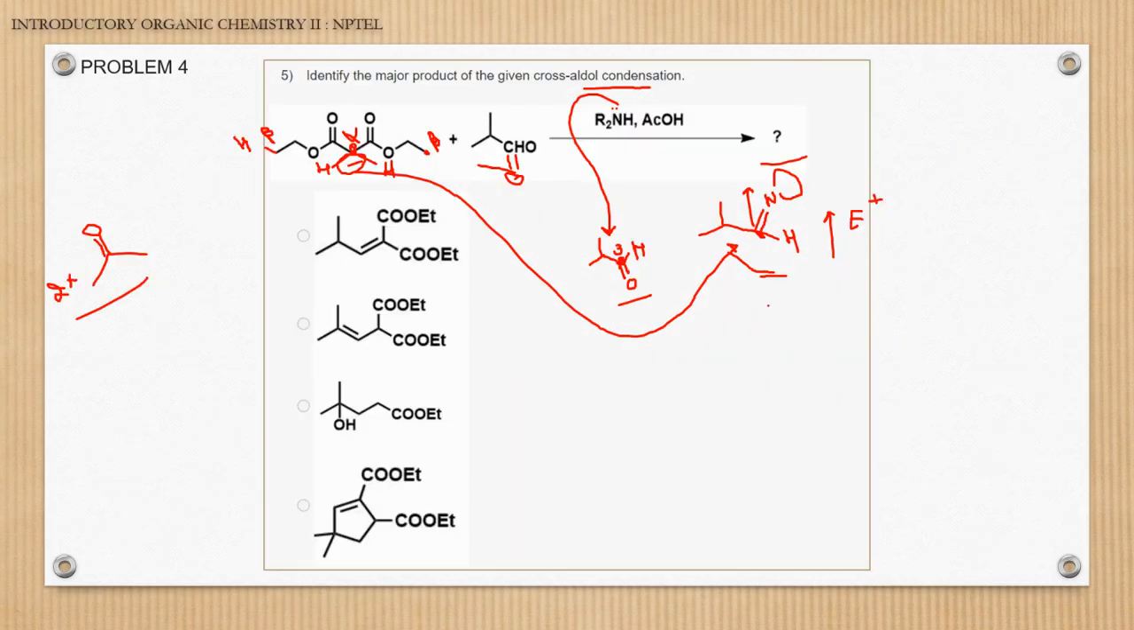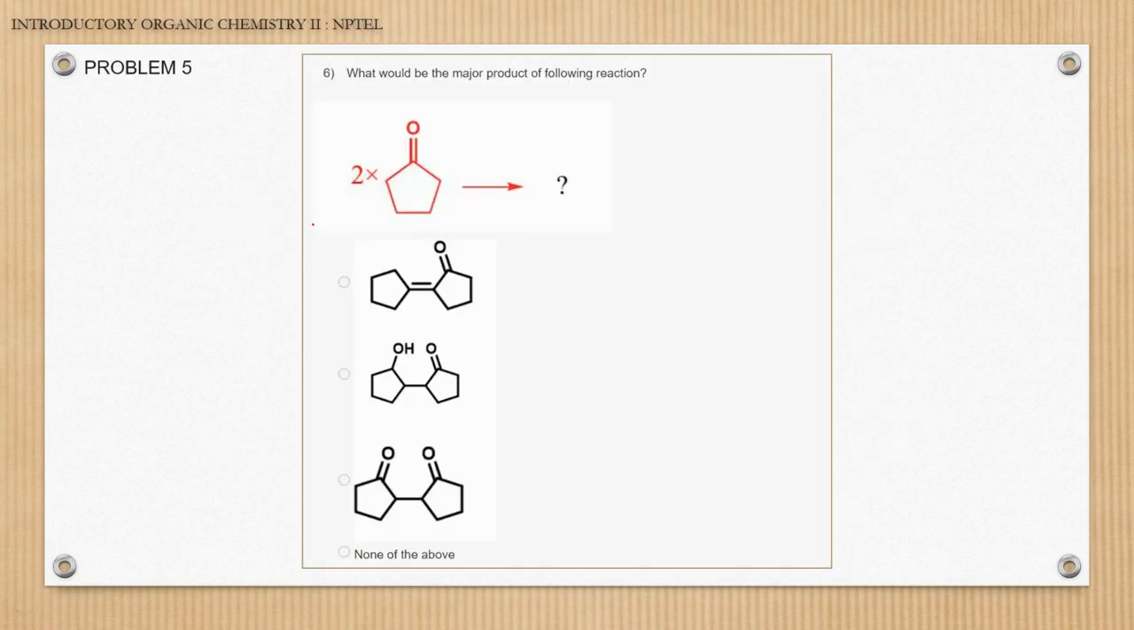So now tell me which is the correct option among these four. A is the right answer. Yes, A is the right answer. So is it understood, guys? Is it clear? Okay, if it is clear, then I'm moving forward.